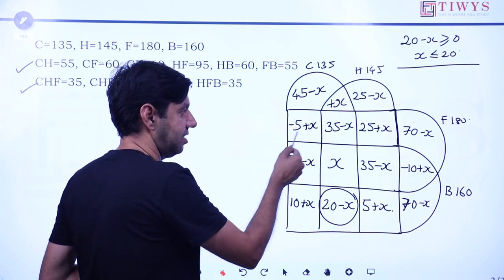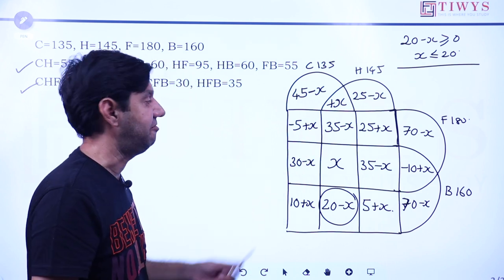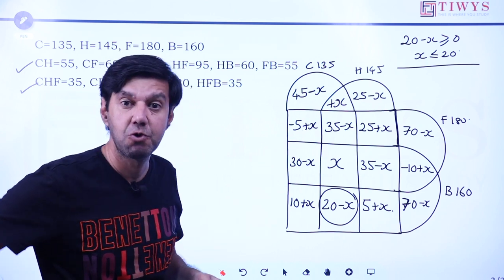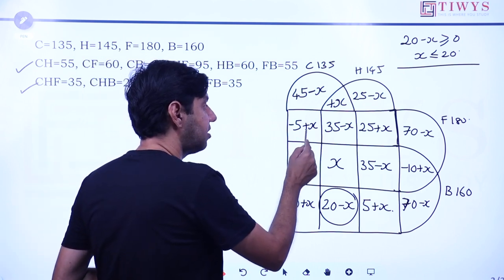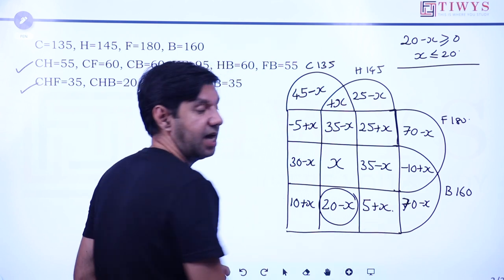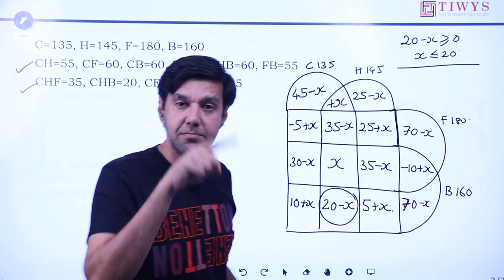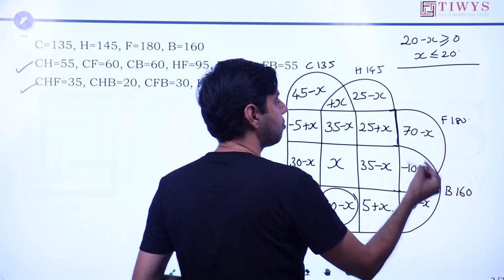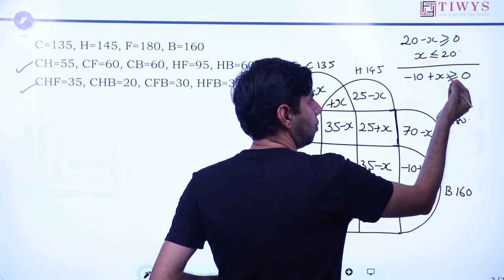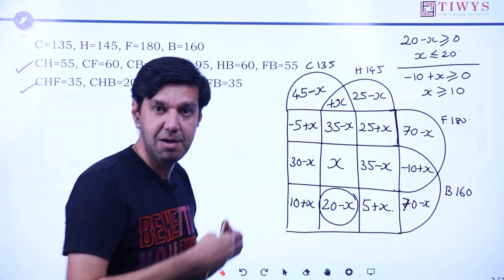But then there are some places like this, where the number with the x is negative. So this tells me that x has to be 5 or more. If it is less than 5, if it is a 4, minus 5 plus 4 will become a minus 1. So I want a plus x with a negative number. Is there somewhere else like that? Yeah. This tells me that x should be more than 10. If x is anything less than 10, this number is going to be negative. At 10, what is it going to become? 0. 0 is allowed. So 10 or more than 10, right? If I want to write this, minus 10 plus x has to be greater than or equal to 0. So the 10 goes the other side, and you will have x is greater than or equal to 10. So 10 becomes the least value.